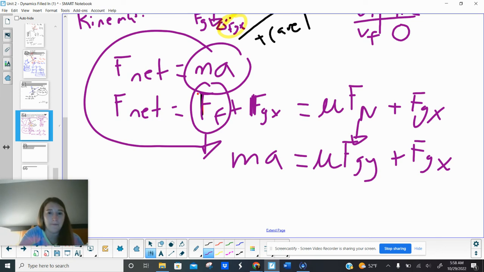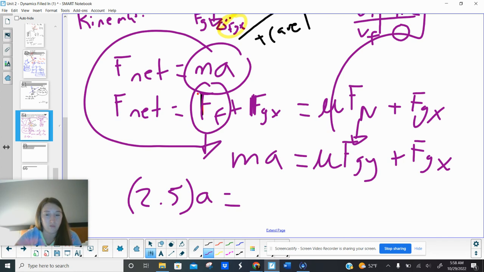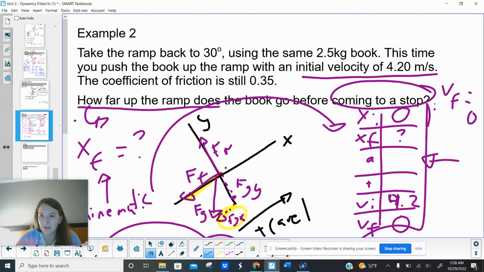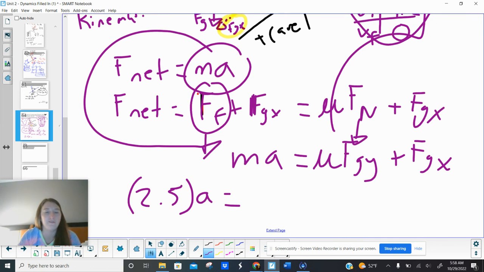Okay, I've got my mass is 2.5. I've got A is what I'm trying to solve for, right? A is not our end goal, but I need it to be able to find my end goal. We really always like to start with our end goal. Again, that's over here. This is our end goal. Always keep that in mind, but we need A first.